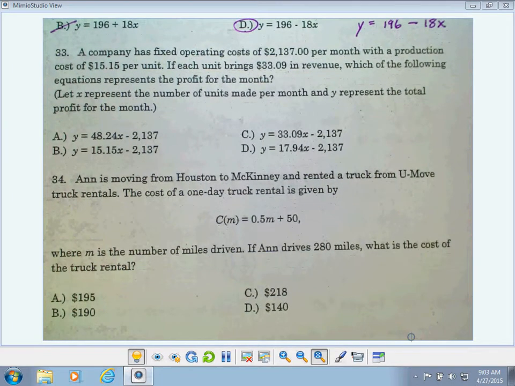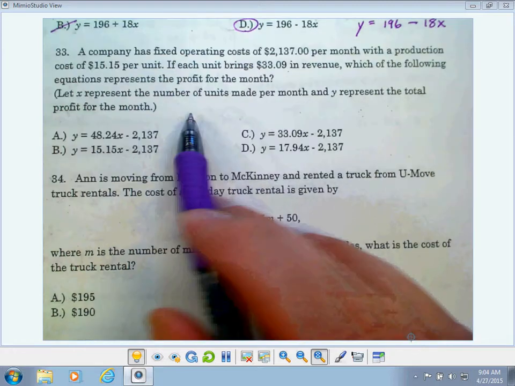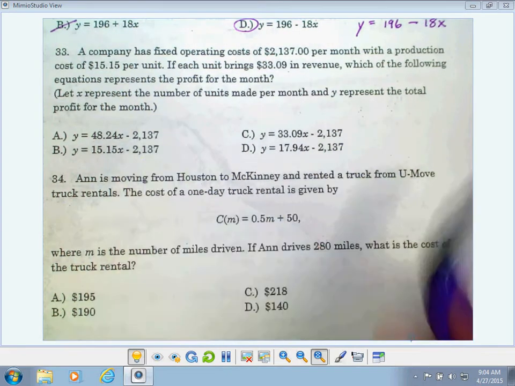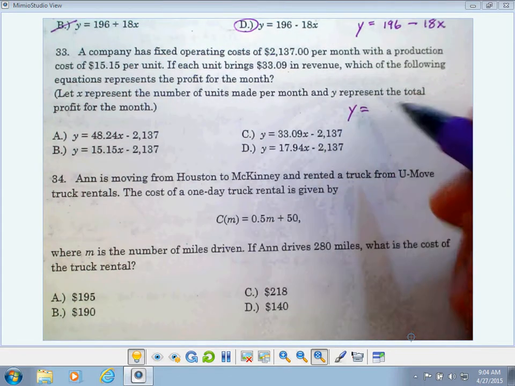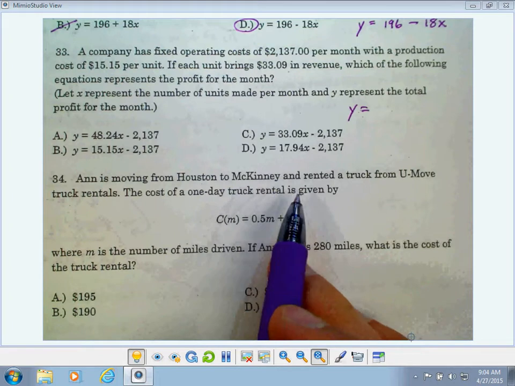So let's look at number 33 and we'll see if we have something similar or if it's a little bit more like 31. This company has a fixed operating cost of $21.37 per month with a production cost of $15.15 per unit. Okay, so it says that each unit brings in $33.09 in revenue. Which of the following equations represents the profit for the month? Okay, X is the number of units made and Y is the total profit. So here again it will be Y equals something, which again all of our answers have.